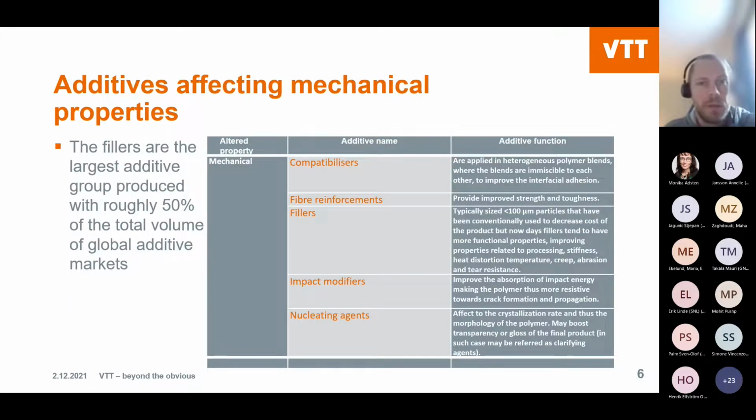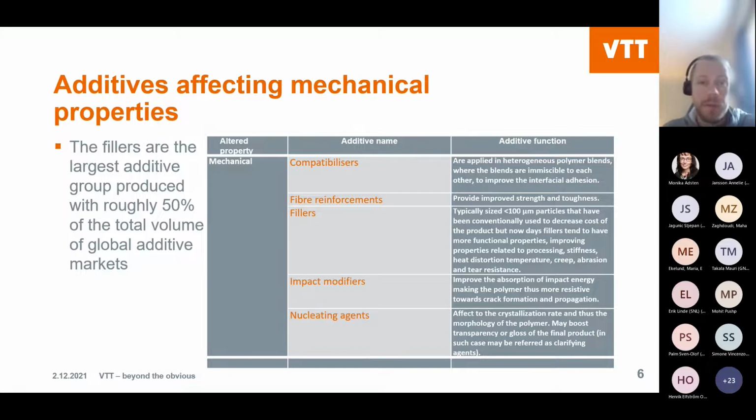Then we have different additives used to improve the mechanical properties, and here again I have listed them. We have compatibilizers, generally used to mix heterogeneous polymers that are immiscible with each other. Then we have fiber reinforcements, which make the strength properties better.